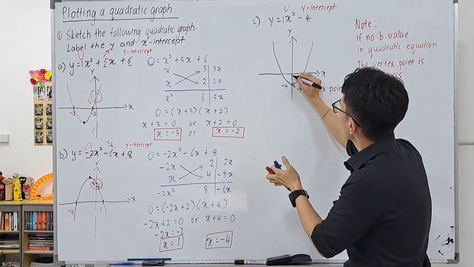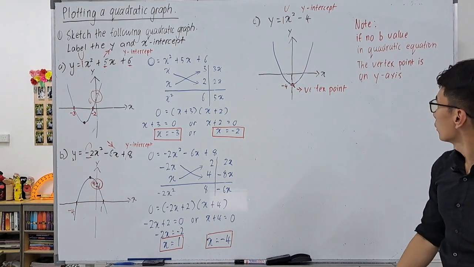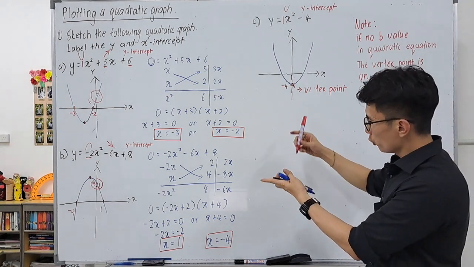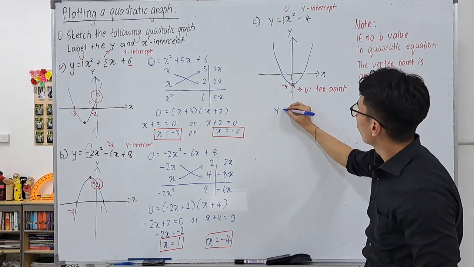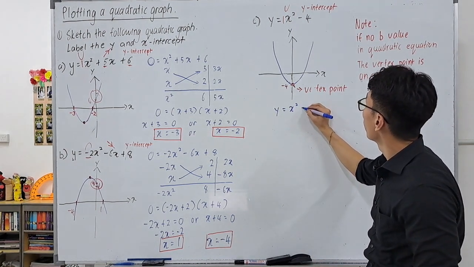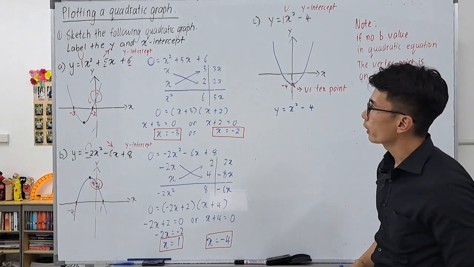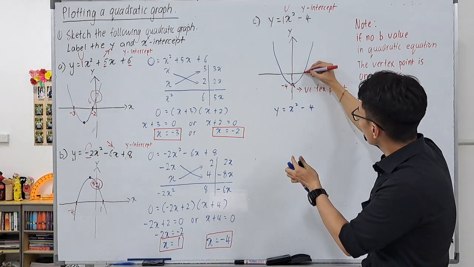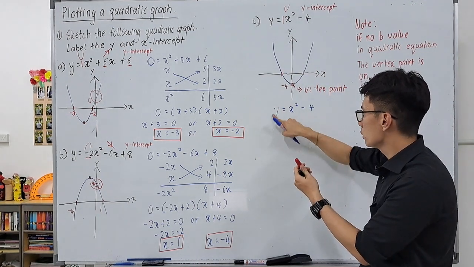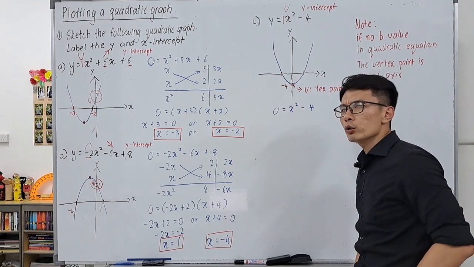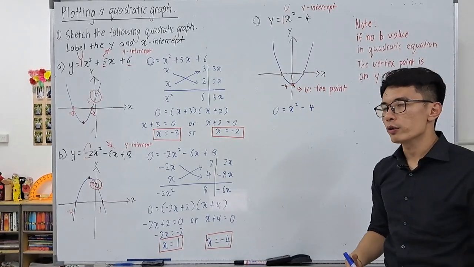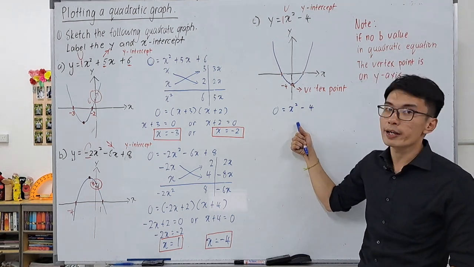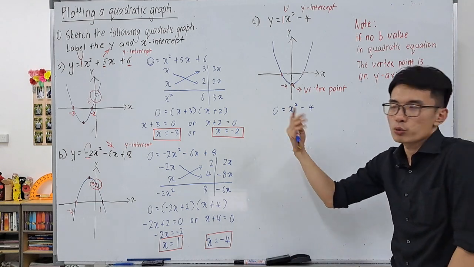Now I'm not done over here. I still need to find my x-intercept, and I can do that very fast. There are two ways you can do it. My equation is y equals x squared minus 4. Now remember, I want to find my x-intercept, so my y value over here is always 0. Now how do I solve this? Either you solve it using the algebraic way, or you notice that this is a difference of squares. I'm going to show you both ways. First, let me show you the difference of squares.